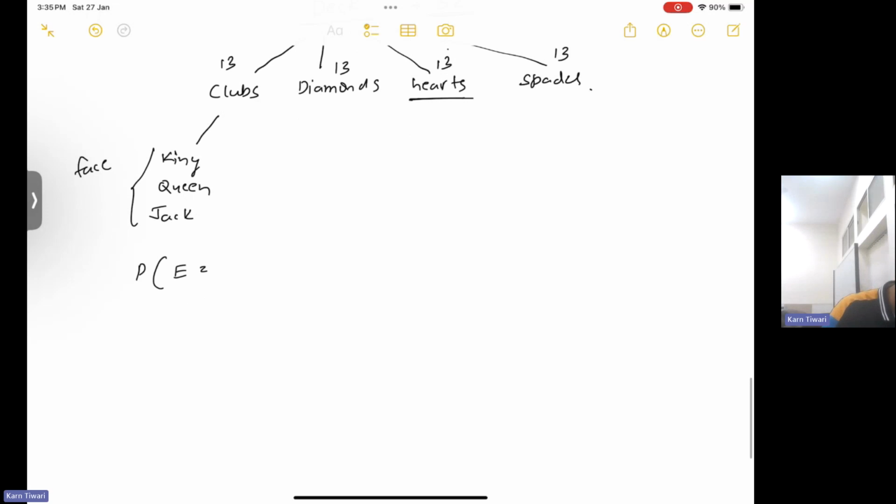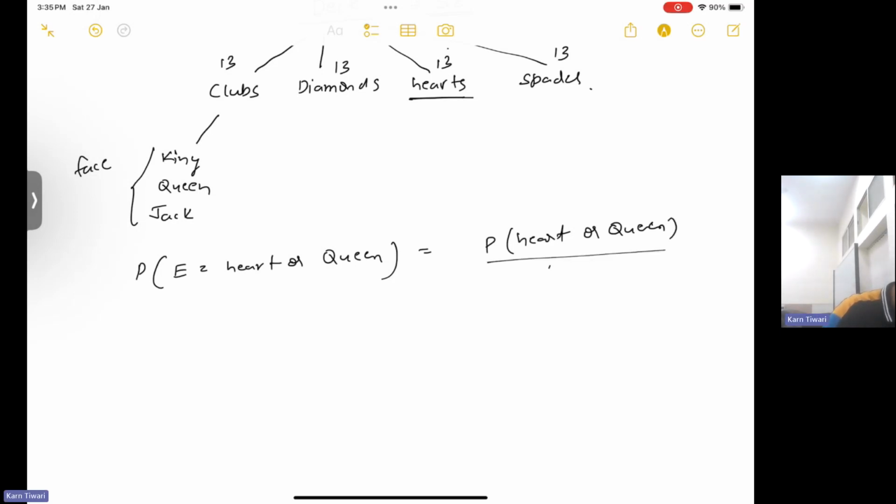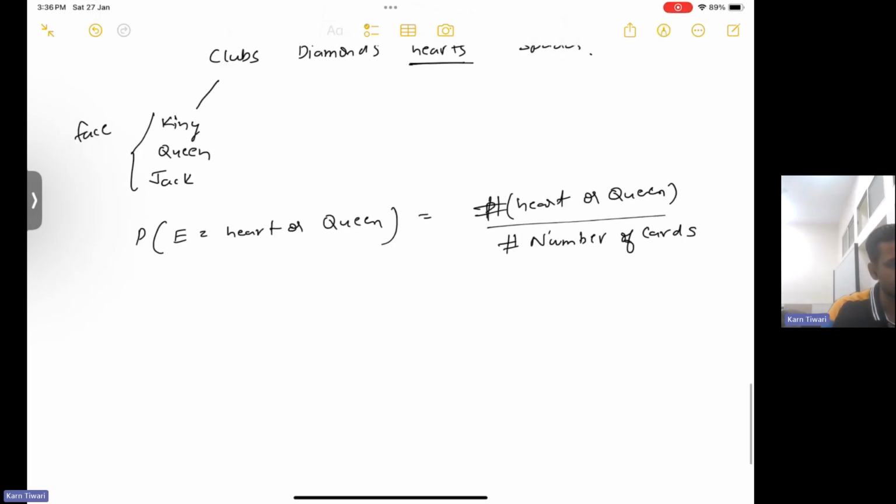So in total we want basically a heart or a queen. The probability you need to get is the probability of getting a heart or a queen, which is the total number of hearts or queens divided by the total number of cards. This will be the probability of the event which we want to calculate in the question.